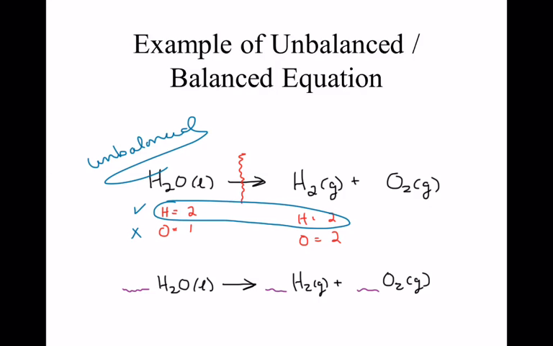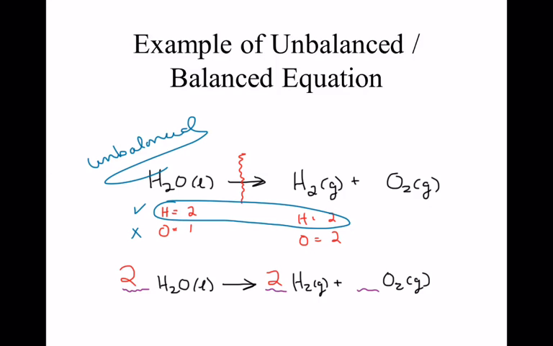Well, we said my oxygens didn't work, didn't we? So to get 2 oxygens, like I have on the product side, if I put a 2 in front of my H2O, then I have 2 oxygens. So that works. But now if I put a 2 there to fix my oxygens, it messed up my hydrogens. Now I've got 4 hydrogens to start with, and I've got 2 hydrogens to end with. I can fix that by putting another 2 in front of my H2.